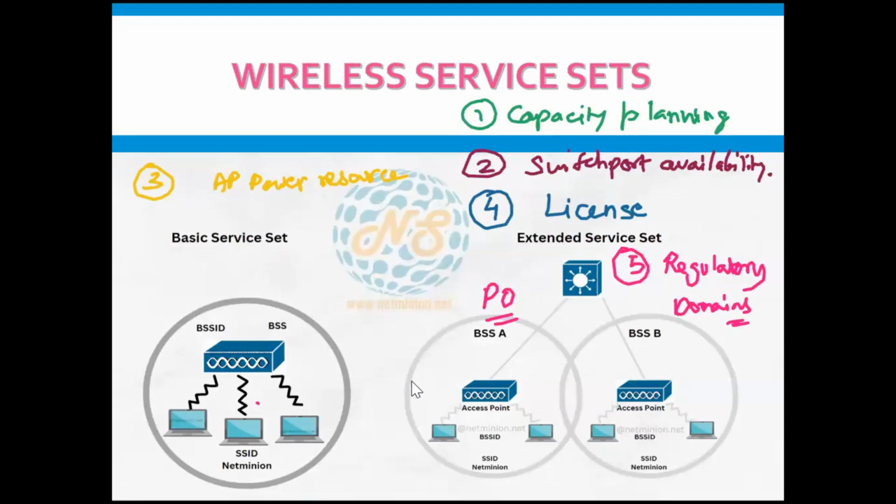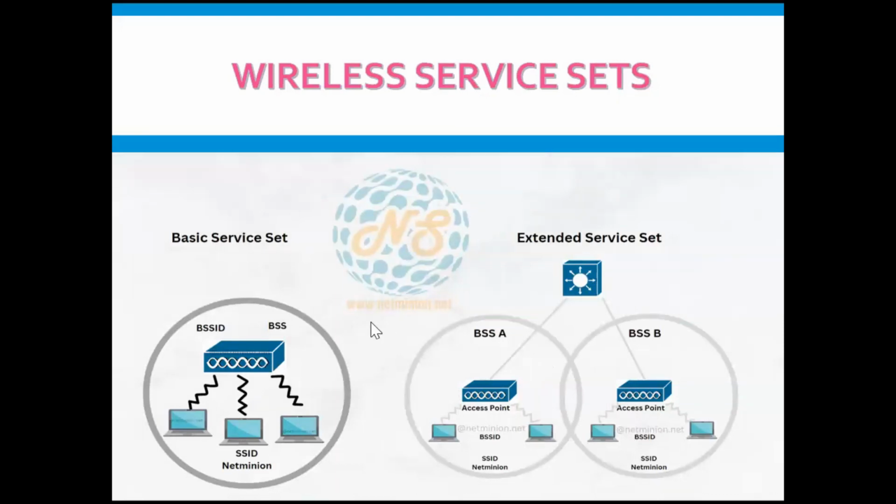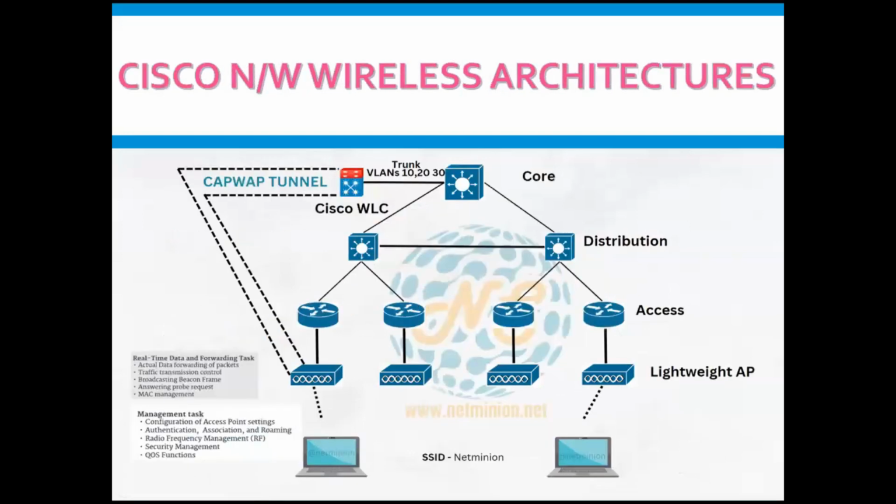Any doubt? No problem. So we talked about IBSS, BSS, ESS, and capacity management. I hope all of these fundamentals are clear to you, right? So IBSS is without an access point, BSS is with one access point, and ESS is more than one access point. Correct. Now I need to talk more about your lightweight APs.